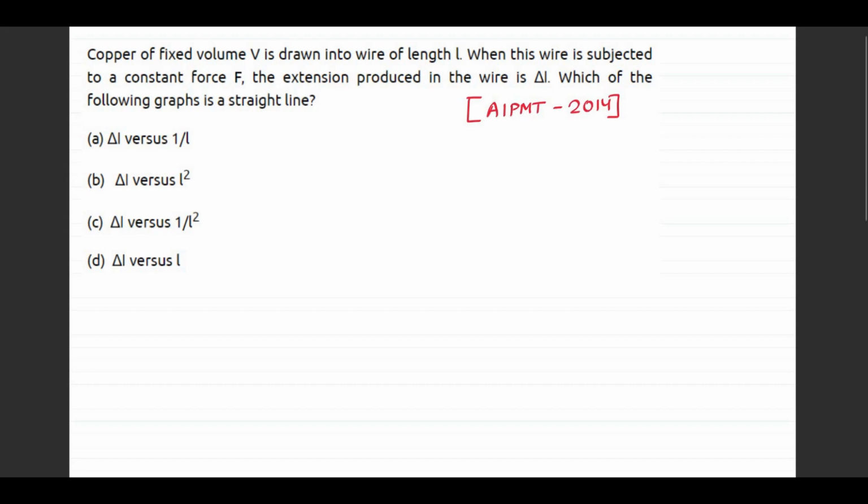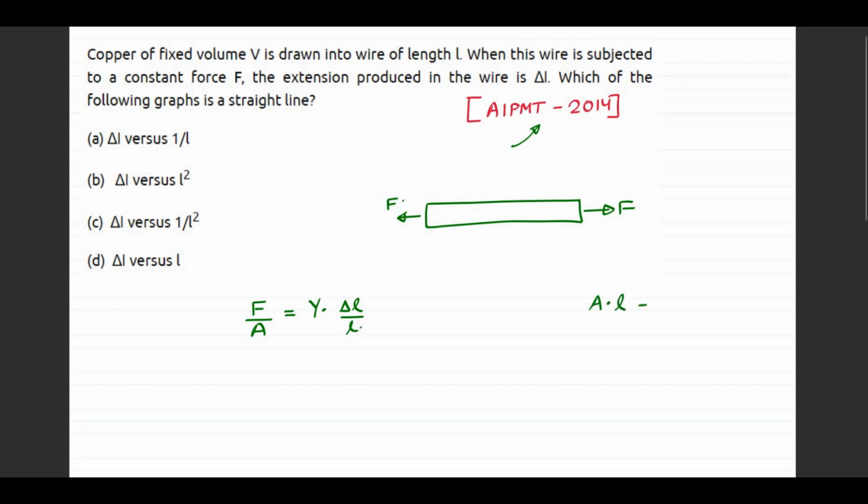Now this question that we are going to discuss here is from AIPMT 2014. Now you have this wire and applied force is F. So in equilibrium, this is the condition. Okay. From Hooke's law, I can say, also it is given that volume is V. So A into L can be written as V. So A can be substituted as V by L. Let me substitute that.